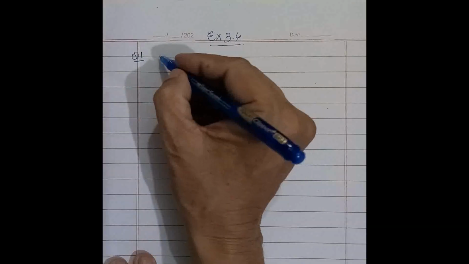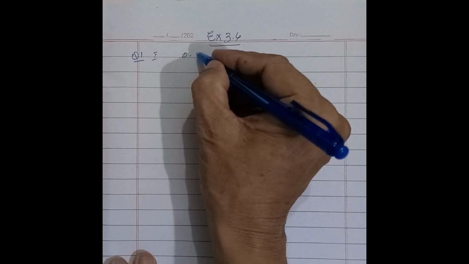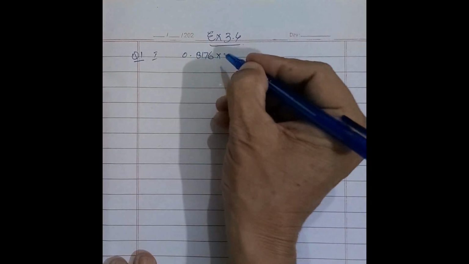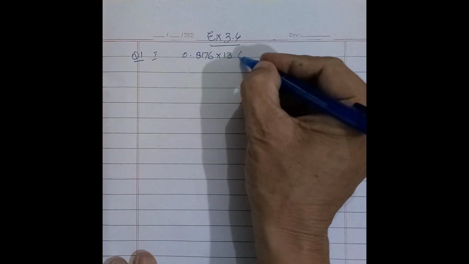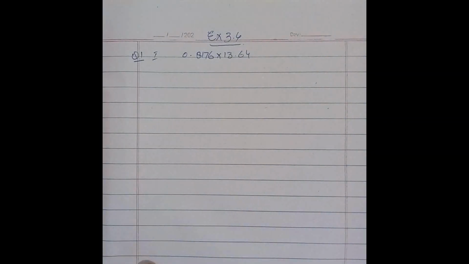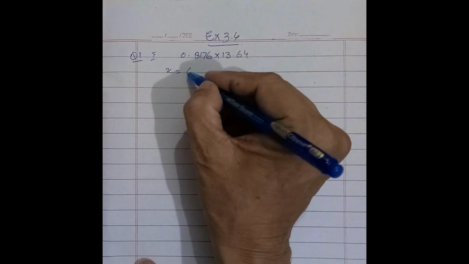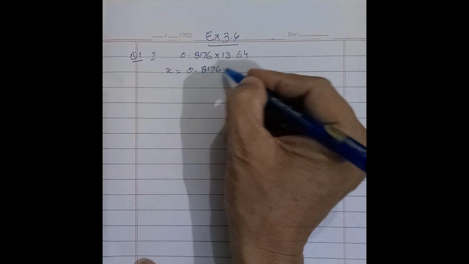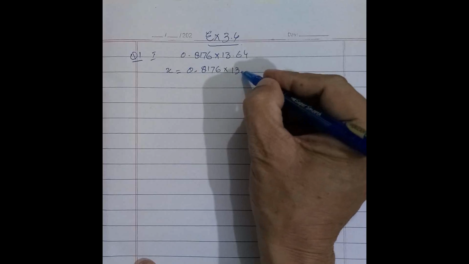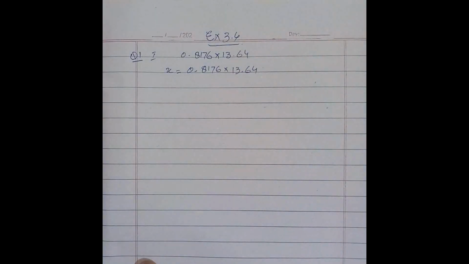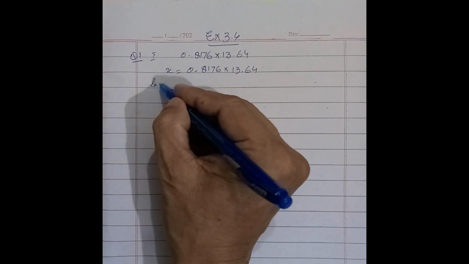Question 1, part 1. We have 0.8176 multiplied by 13.64, and we write it is equal to x. These two values are multiplied with each other, so we use the law of logarithm by applying log both sides.